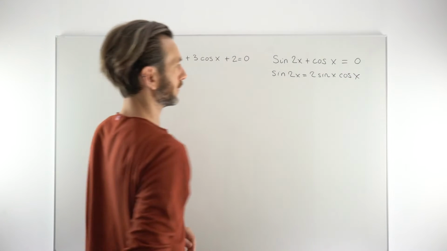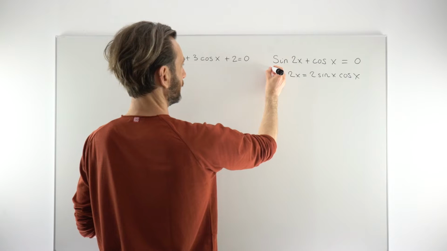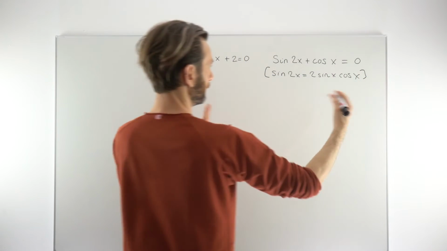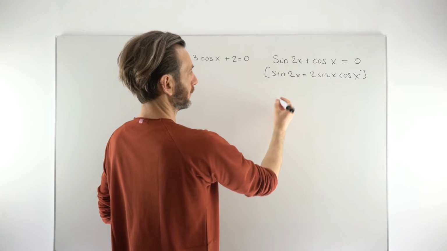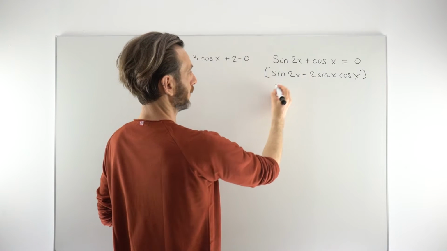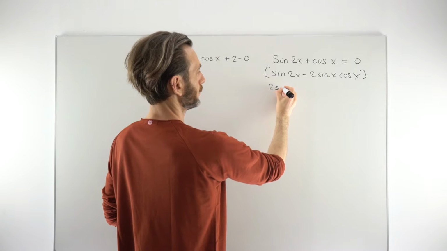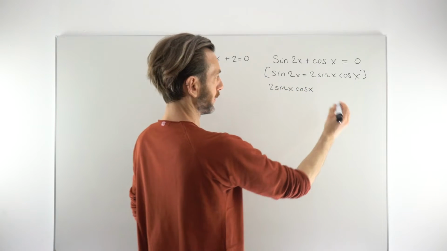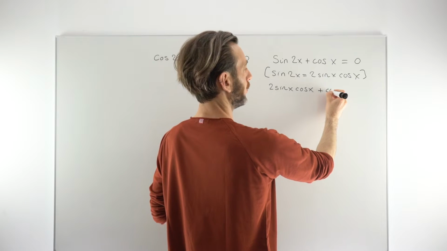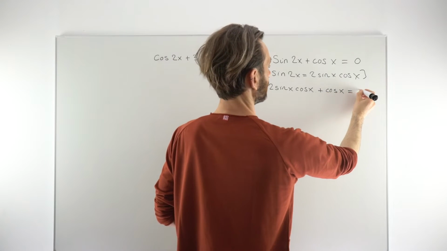So what we're going to do is just take that identity. I'll put that in a bracket to keep it as side working. We're just going to take that identity and plug it in there, okay? So we're just saying that the sine 2x now becomes 2 sine x cos x, keeping the rest of the equation, so plus cos x equals 0.